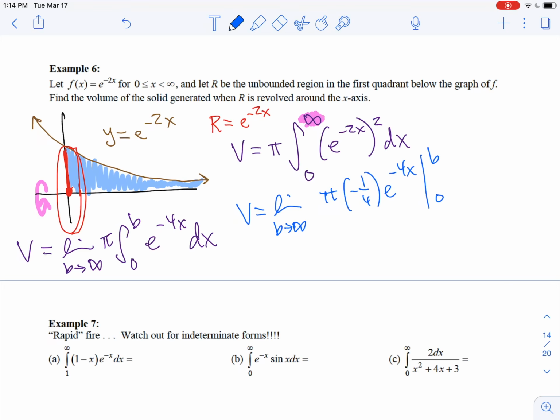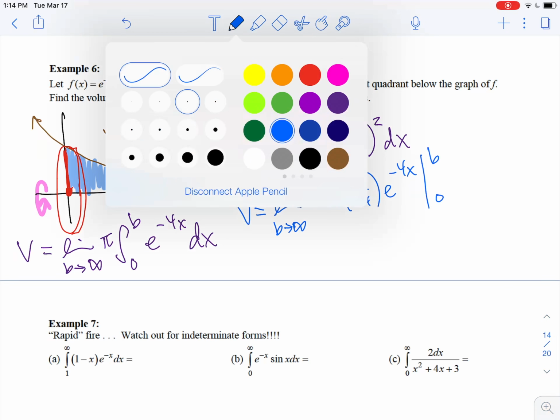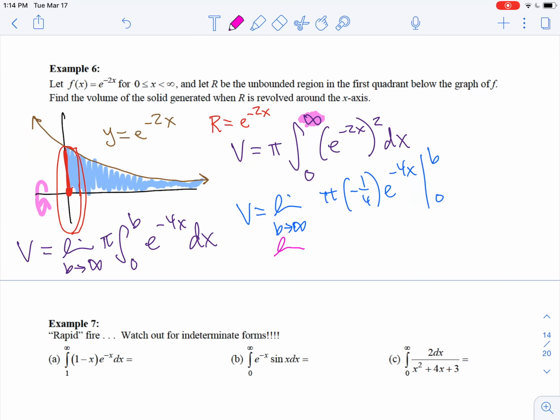When you evaluate this function, remember we need to use the fundamental theorem of calculus. We still need to apply this limit, but we're not going to apply that limit until the end. So we have the limit as b approaches infinity, and we need to sub in b to this function. I'm going to pull out all of my constants, which are just negative pi over 4. If I evaluate this at b, it's going to be e to the negative 4b, and then minus. If I evaluate e to the negative 4x at 0, that's just going to become 1, because anything to the 0 power is 1.